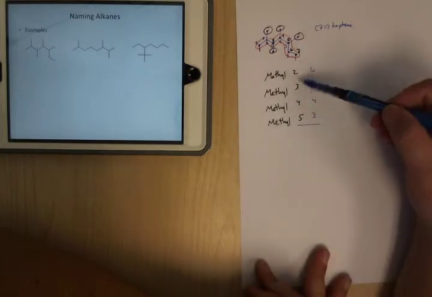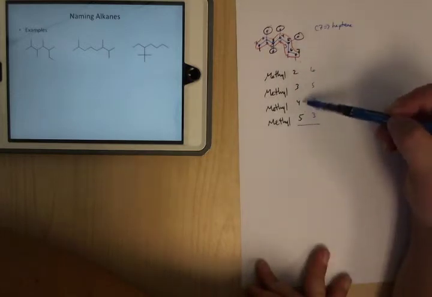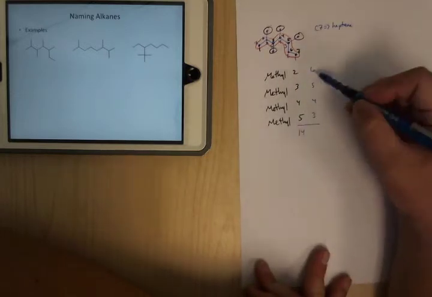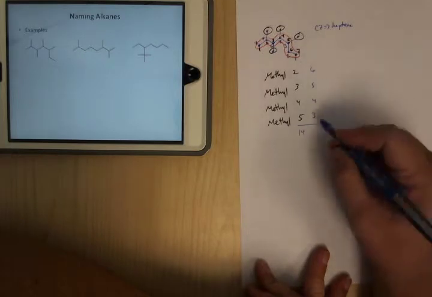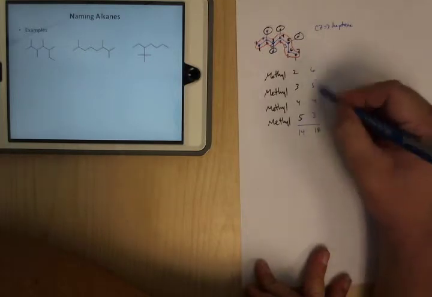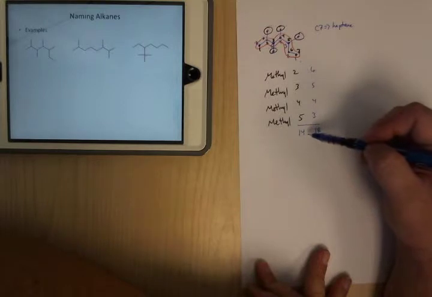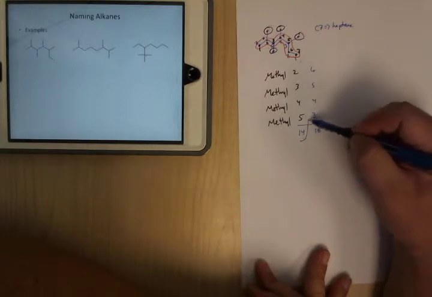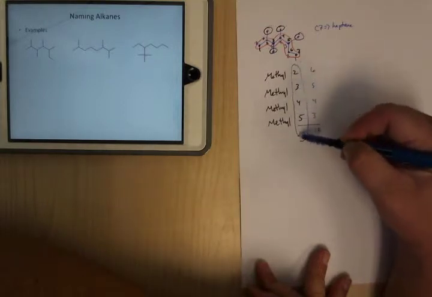So let's add these up. This is 5, 5, 14, 15, 18. Just add them up. So this gives us the smaller answer. So these are the numbers we're going to pick.